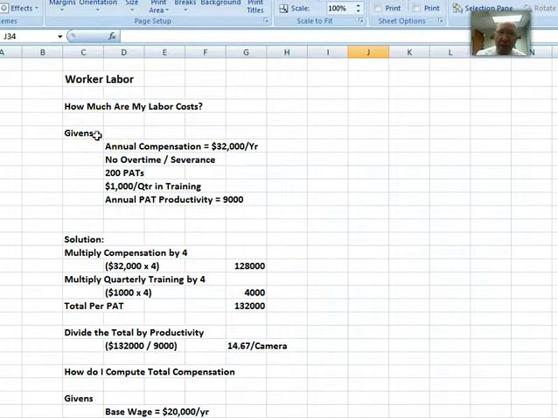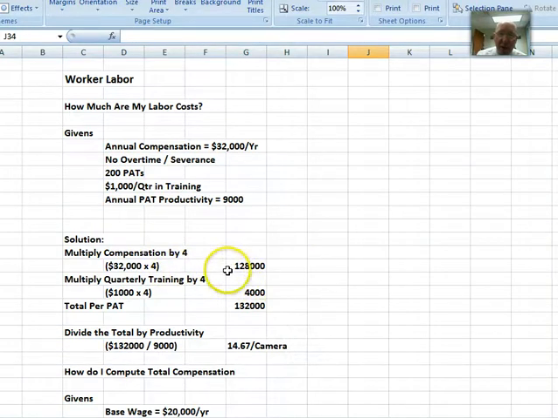So you can see there are these givens in the problem. There's the annual compensation, there's the stipulation that there's no overtime or severance pay, and it specifies how many PATs there are. Actually, that information isn't required. It tells what your quarterly investment in training is, and it tells what the annual PAT productivity is. So what you have to do is first calculate your compensation per PAT. And you do that by taking the individual compensation and multiplying it by 4, because there's 4 members per PAT.